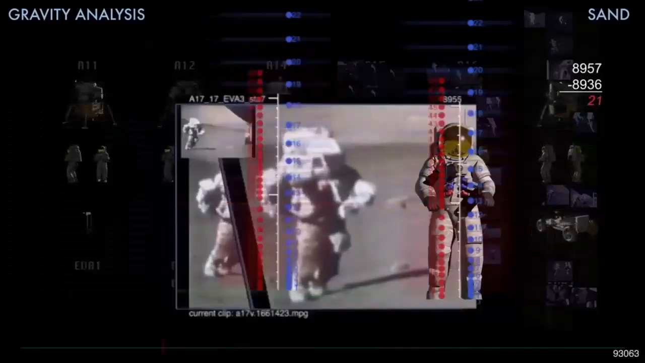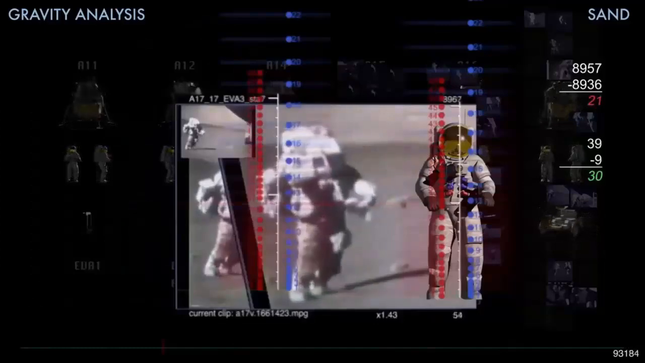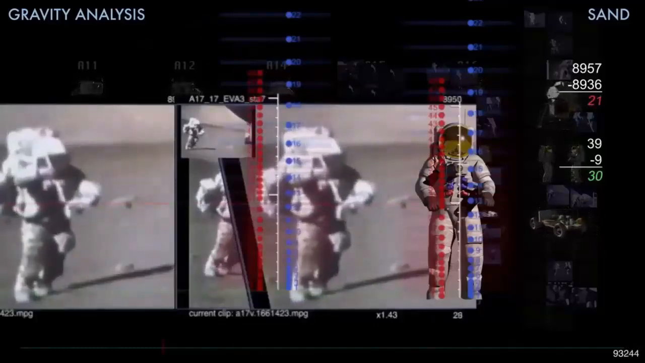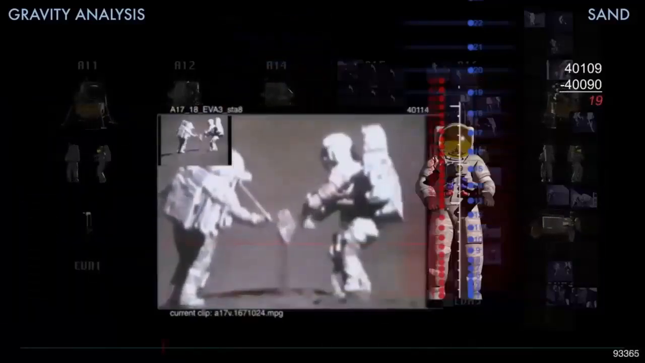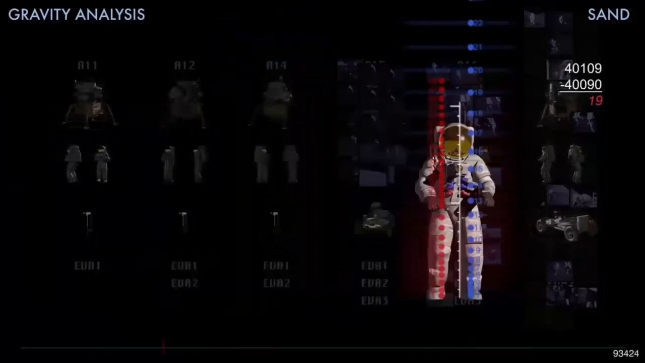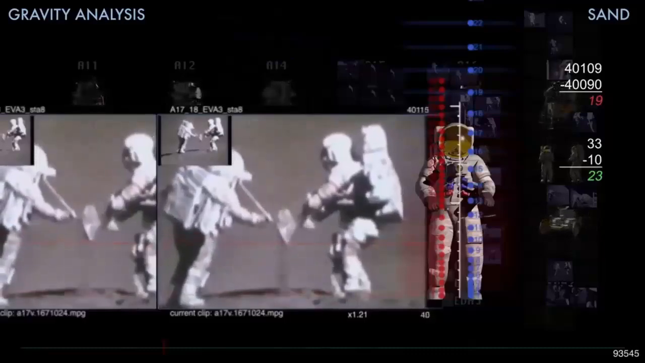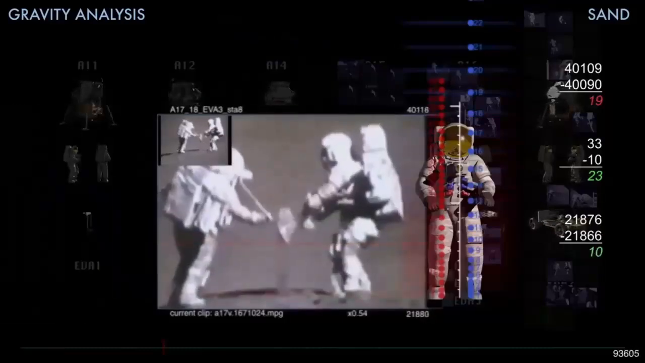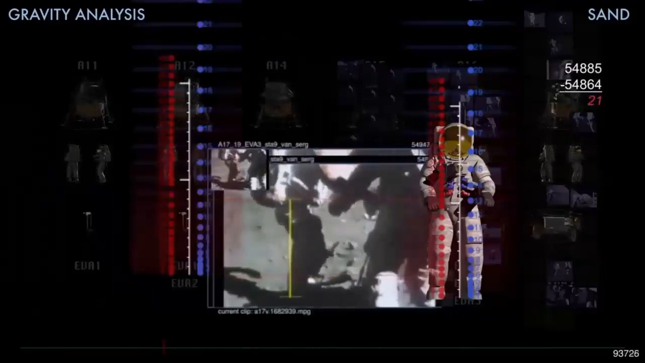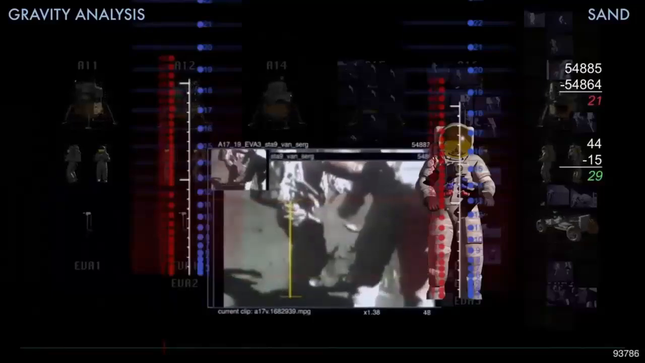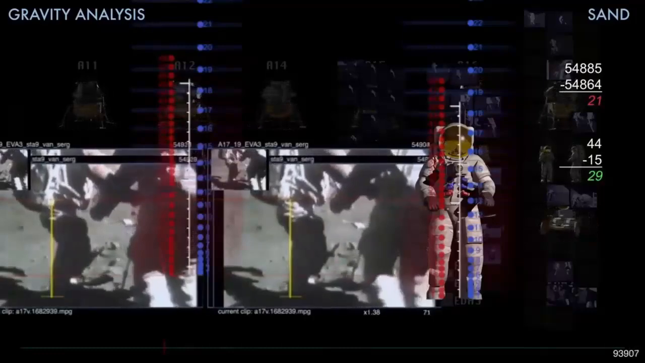Watch closely. Compare the different rates at which the sand is falling in these images. It is easy to see that this footage that NASA presented to us was in fact slowed down, and then sped back up again to match the gravity on the lunar surface. And when corrected, you can see that the sand is actually falling in Earth's gravity, as shown in these examples.